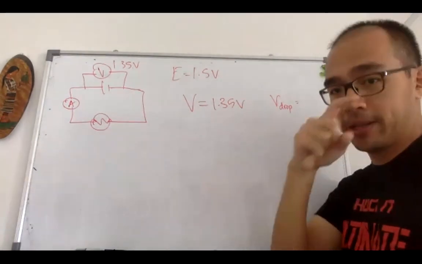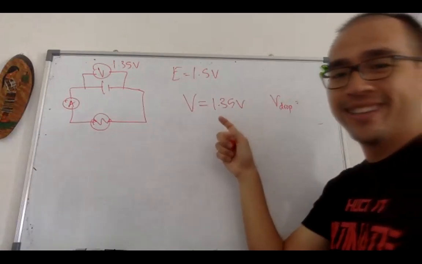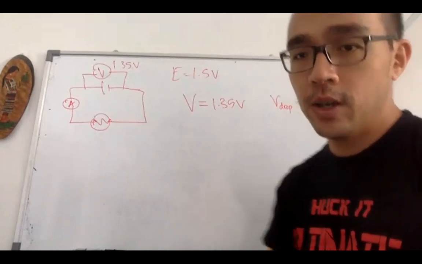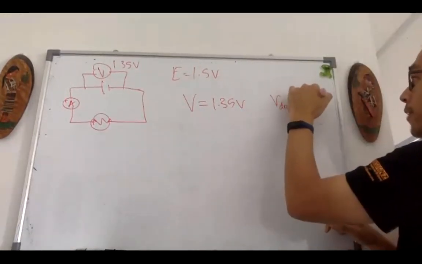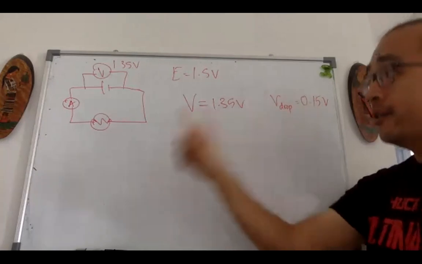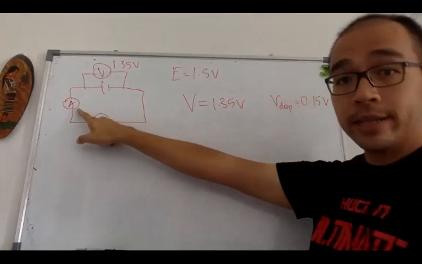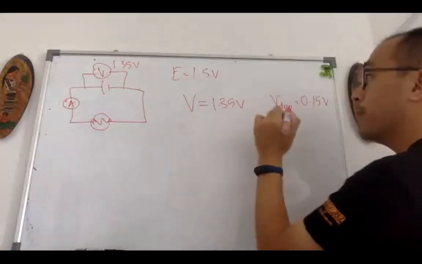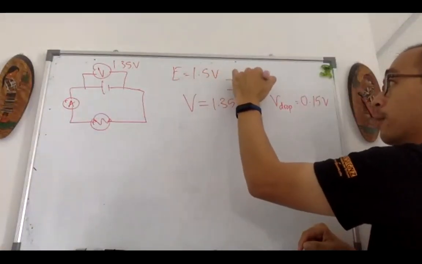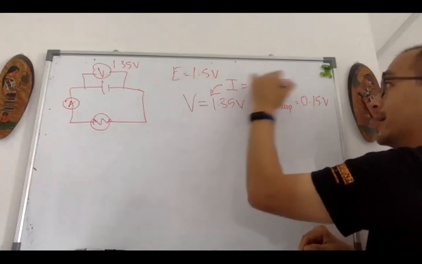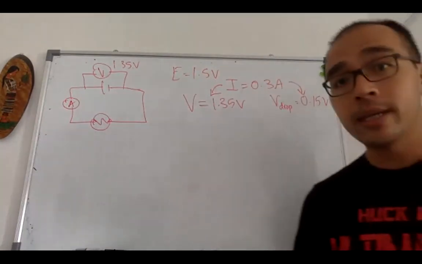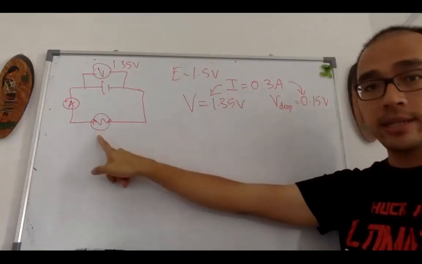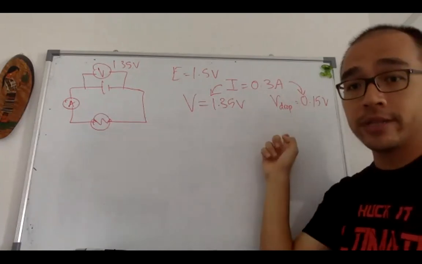Because I'm doing a lot of talking, you need to press the calculator for me. How much is the voltage drop? 0.15 volts. Then remember, the current is 0.3, and the current is the same for both. So besides the internal resistance, I can also count the external resistance if I want, but I'm going to count the internal resistance first.